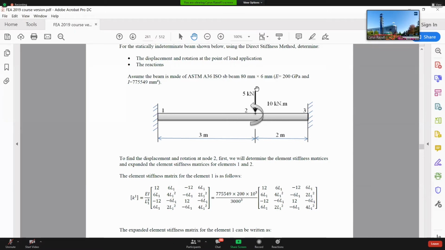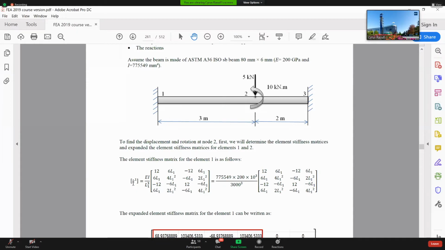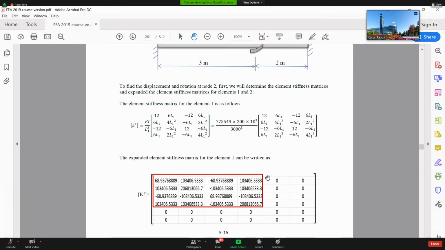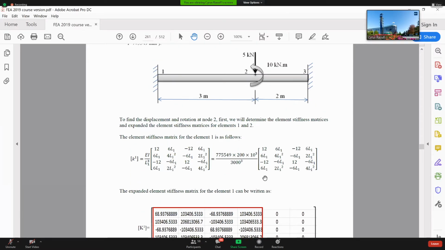At this node, I'm going to apply those forces. Then I'm going to consider that one as element number 2. And then I have node number 3. Then I have element number 1, element number 2. Then I need to develop two stiffness matrices for those elements. K1, the equation is clear. I have to put L1, which is 3 meters, E is given, I is given, and just substitute those values here.